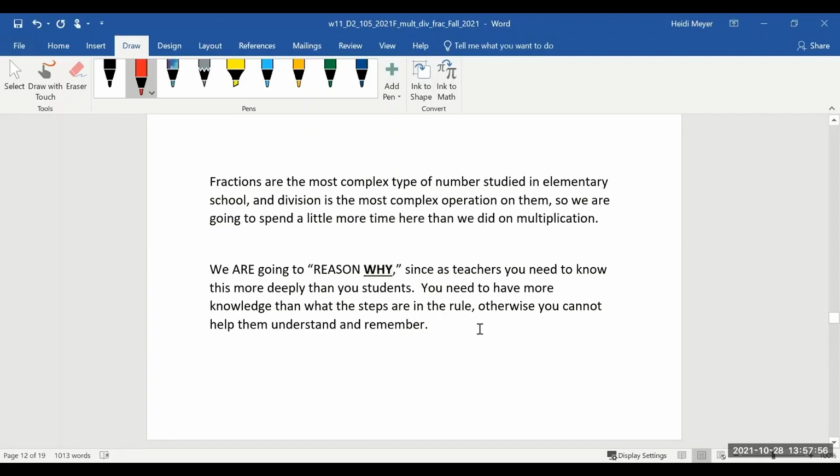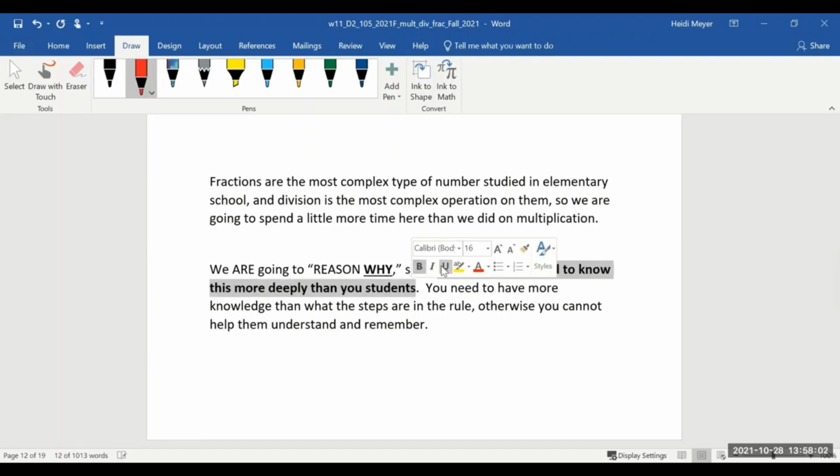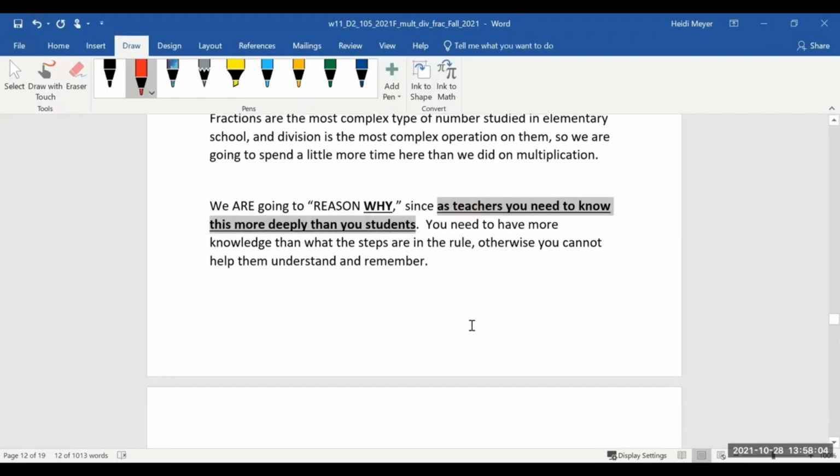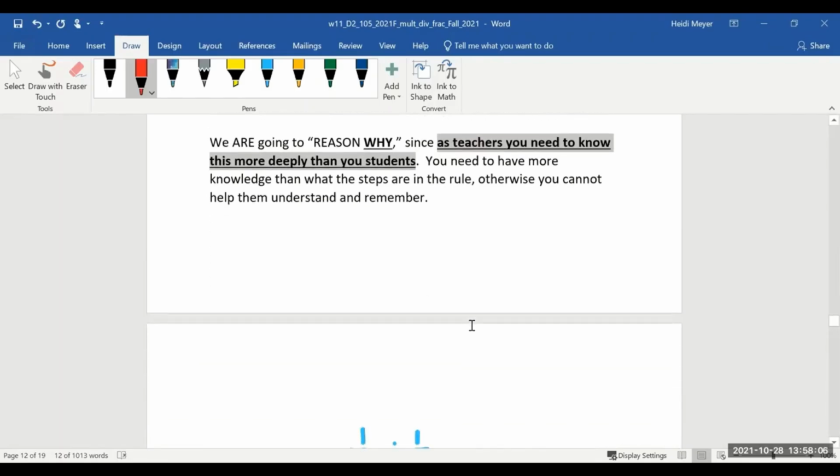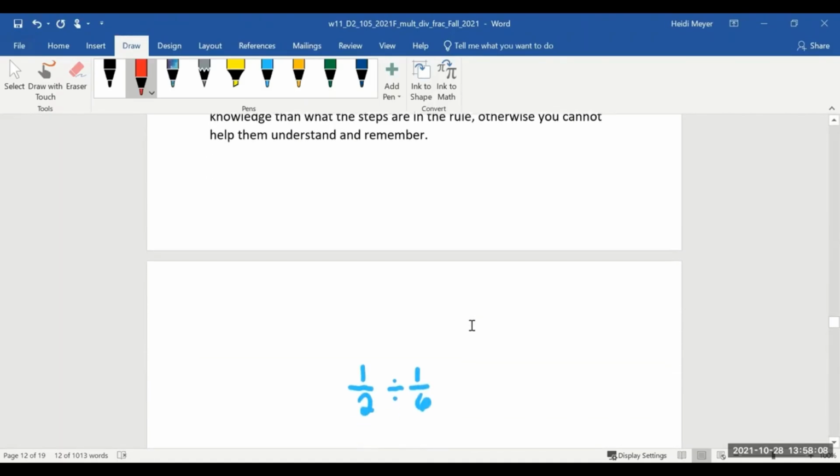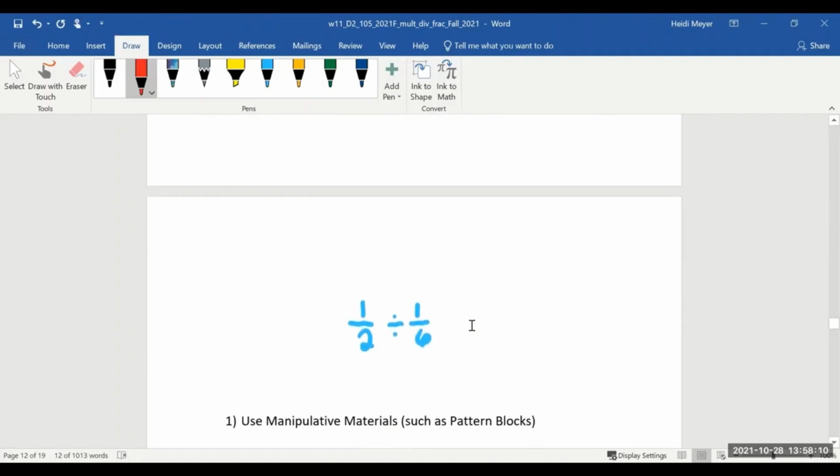And so we are going to look at the why. And I kind of just said in here, you know, as teachers, you need to understand things more deeply than your students. That's just how it is. If you're going to explain things to people and diagnose what might be going wrong, you need to be able to explain it more deeply. So we're going to be focusing mainly on 1/2 divided by 1/6. And I'm going to show you in as many ways as I possibly can in the next 12 minutes.